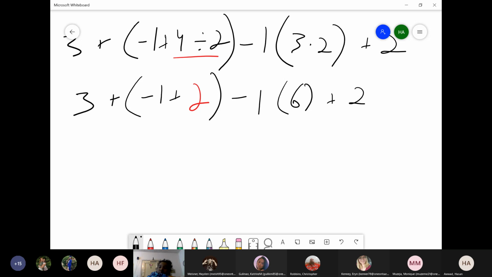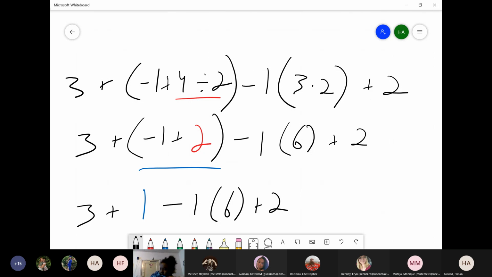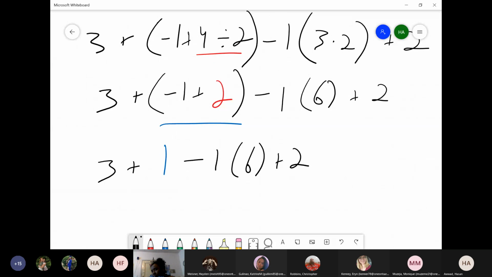Let's keep going, right? So the next step, again, is to handle parentheses, right? So we have this -1 plus 2 going on right in here. So I want to take care of this parentheses so that way we can continue onwards. So we have 3 plus, I'm just dragging down everything else that I'm not touching. And then we have -1 plus 2. Another way that you can think about it is 2 minus 1. However, in your brain, you can come up with the right answer. And we end up with just the 1 there. Then we have -1 times 6 plus 2. So again, with every step, we see that we're getting closer and closer. We're getting rid of operations. And we just have to figure out the last thing here.